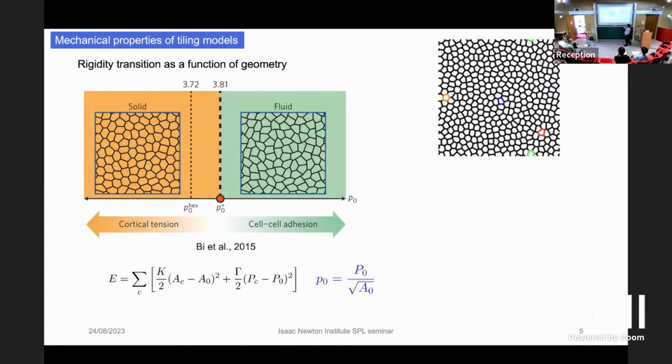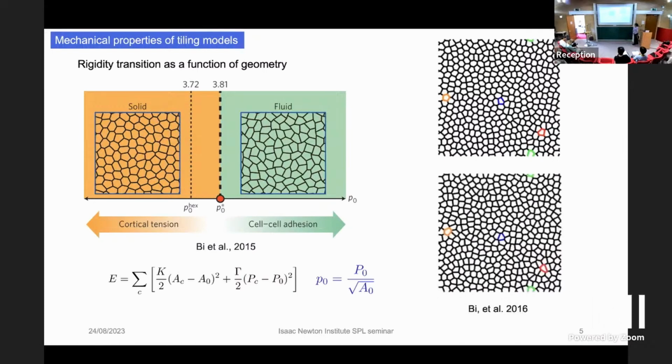If you tune this parameter to a point which was then claimed to be 3.81, nowadays we know that this is actually a range of values. Somewhere around 3.8 or so, the system undergoes a solid to liquid phase transition, right? So below P naught of 3.81, the system is solid, and above it the system is liquid. And by solid and liquid, I mean that there is an energy barrier to changing cell neighbors.